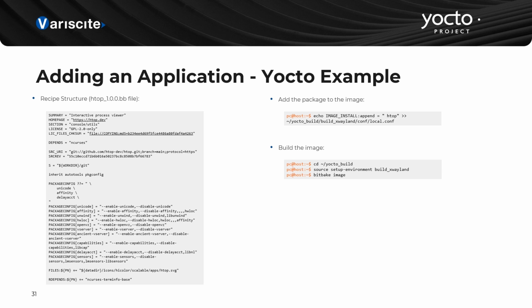On the left side, we have an example of a recipe to build the htop application. Our build environment already includes the htop recipe, but some applications need their recipes written from scratch. After the recipe is completed, add it to the local.conf file so the image includes the application when it is built. Then you can build the image and have your application installed.